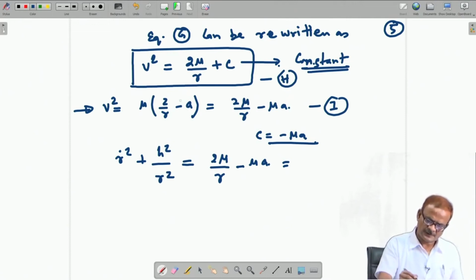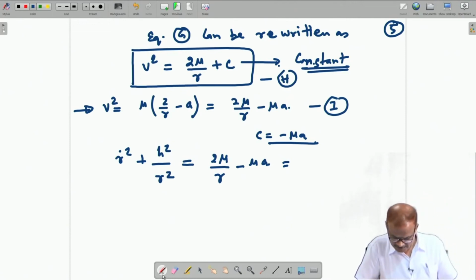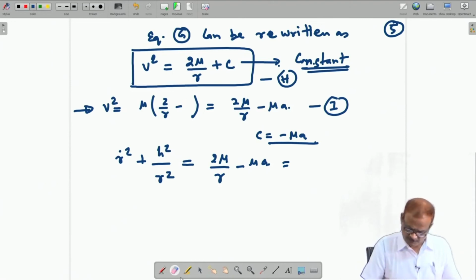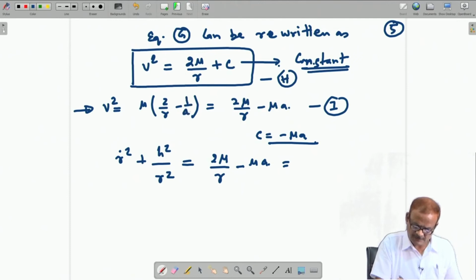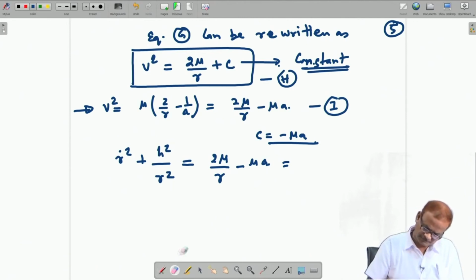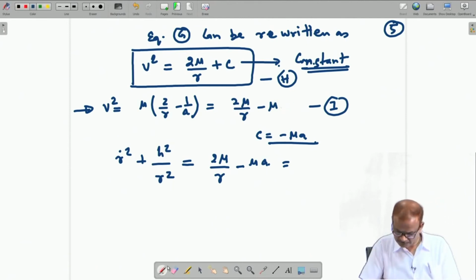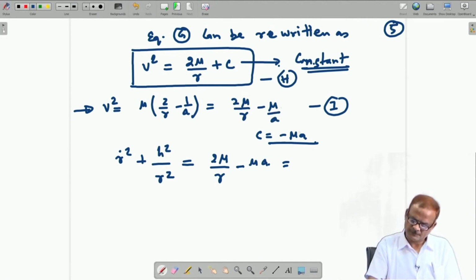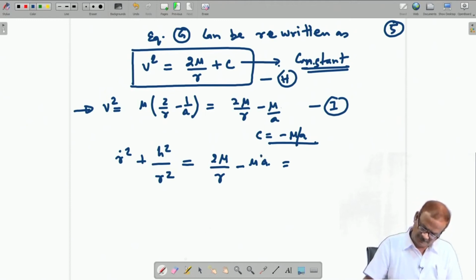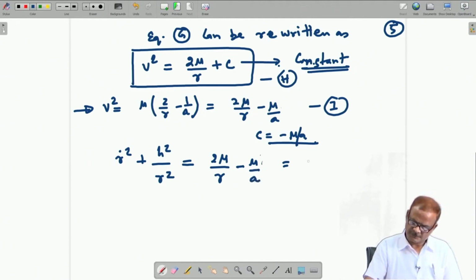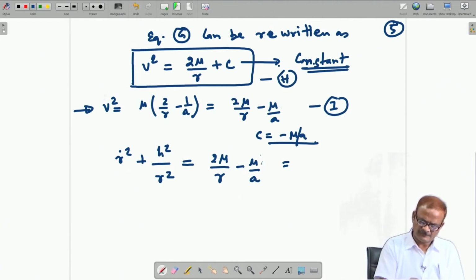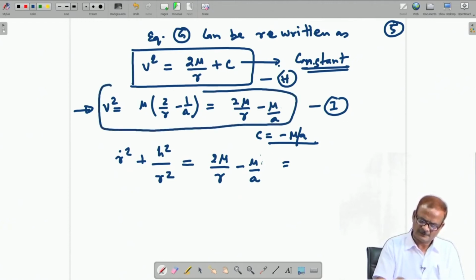Sorry, here this part, we have written 2 mu by r, and this is 1 by a, so this gets reduced to mu by a. So, c equal to minus mu by a. Here I will correct it. So, this gets reduced into the form. Directly, if we remember this equation, okay, we can work it out directly from this place.